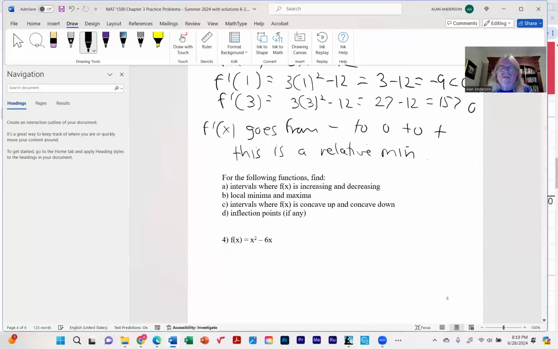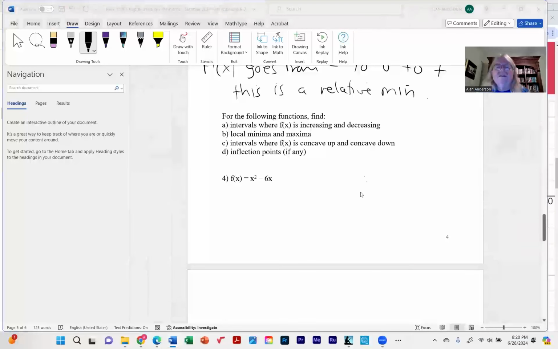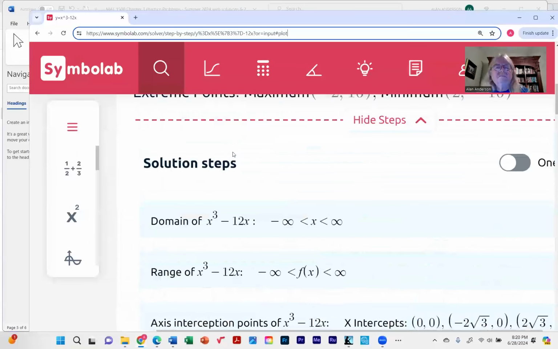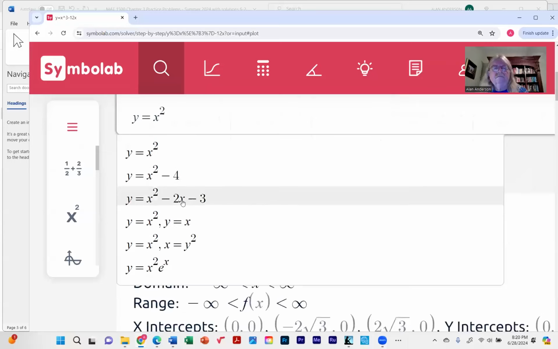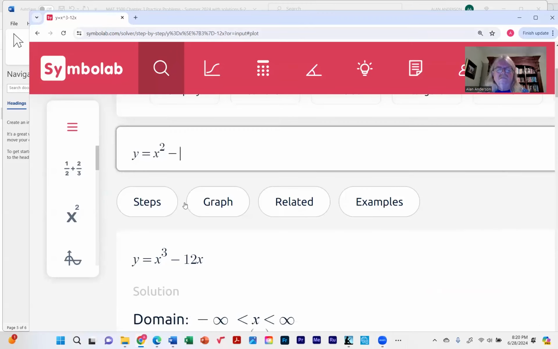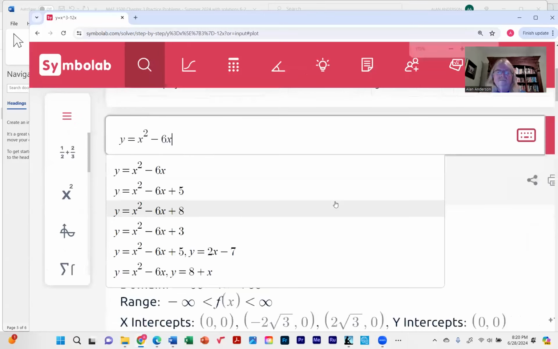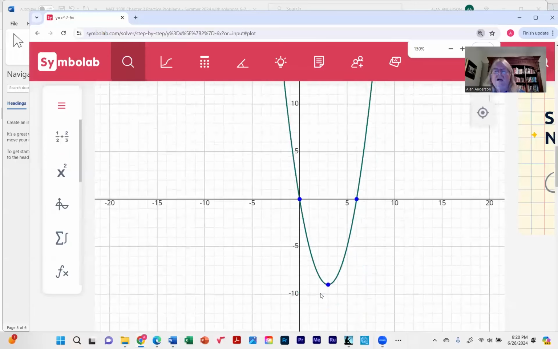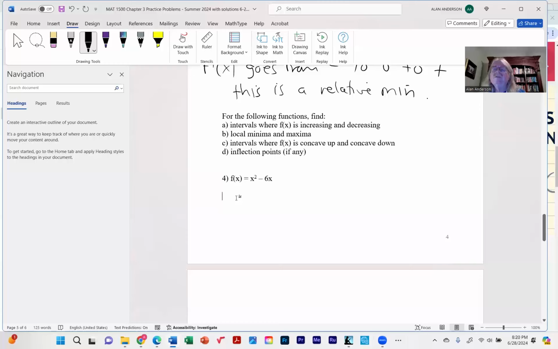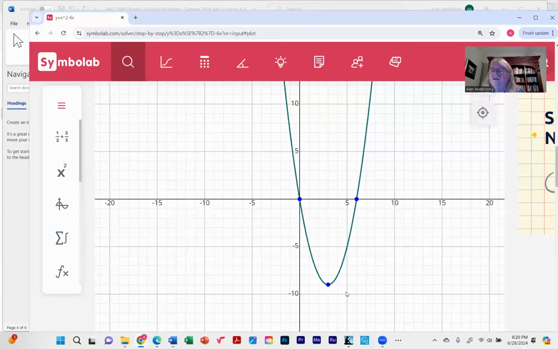All right, so let's take a look at this one. X squared minus 6x. All right, well, from the graph, you can see there's going to be a single relative, which actually happens to also be the absolute minimum right here. So, but we also want to understand what's going on around this point.